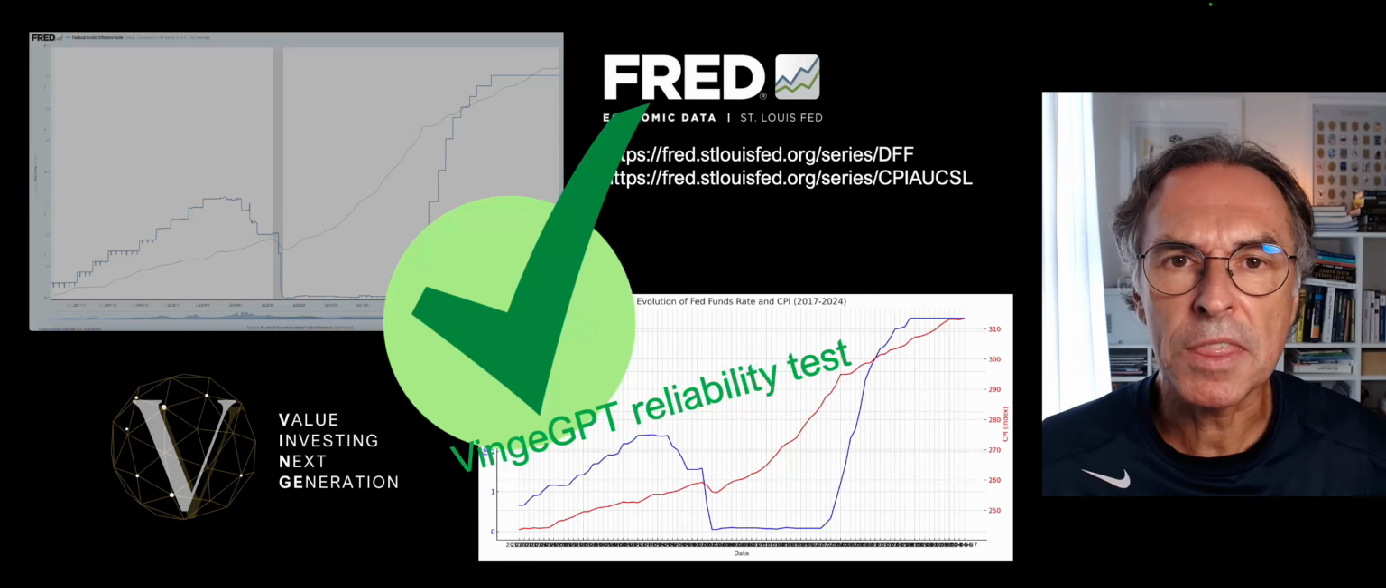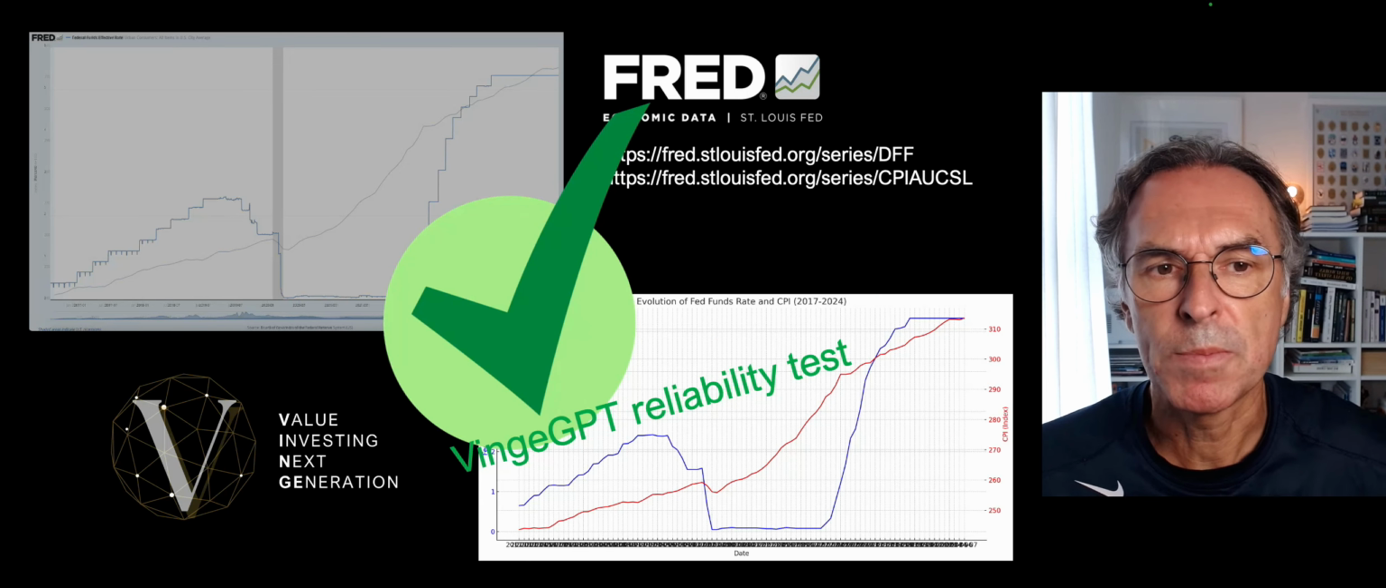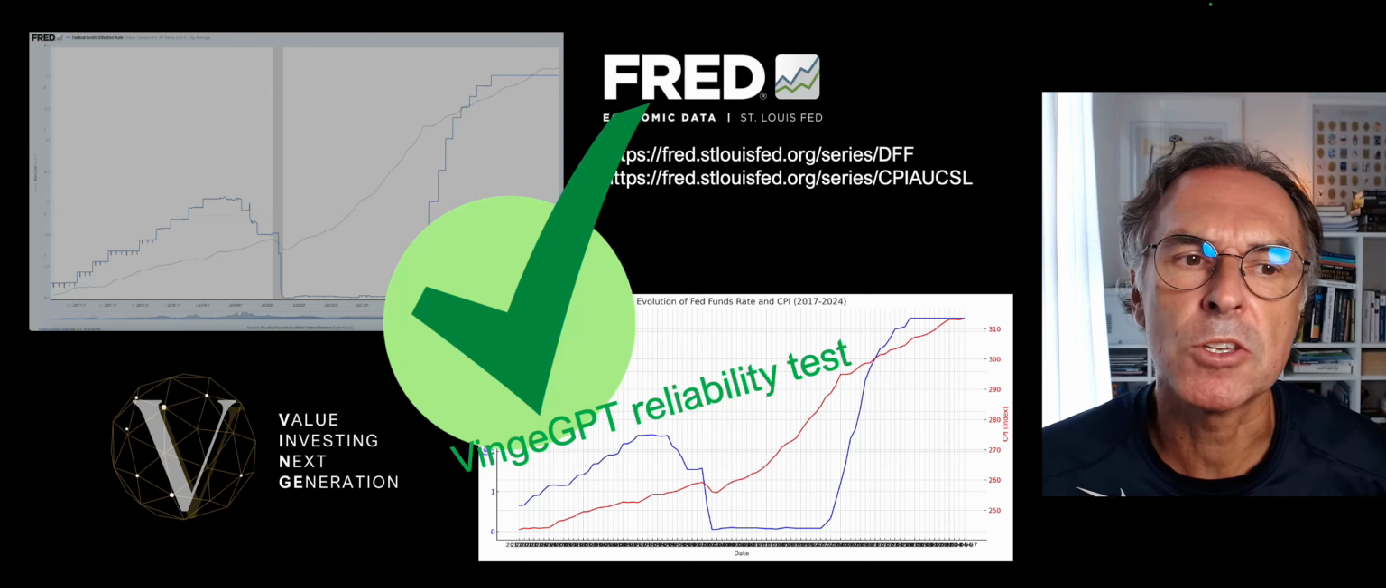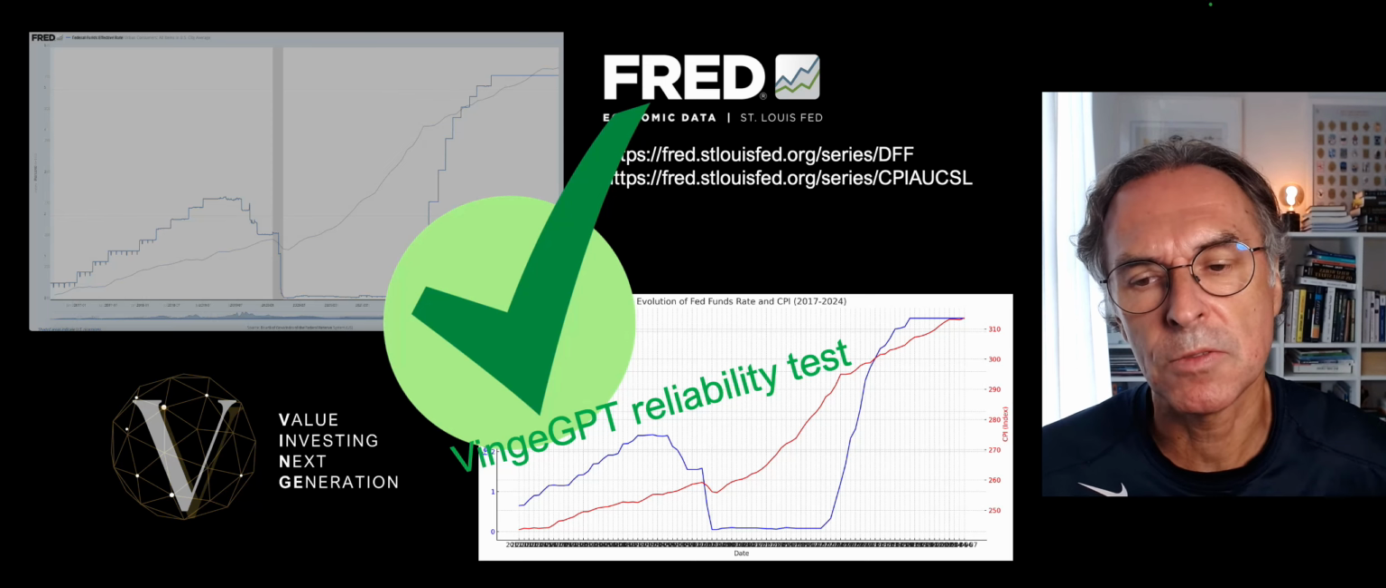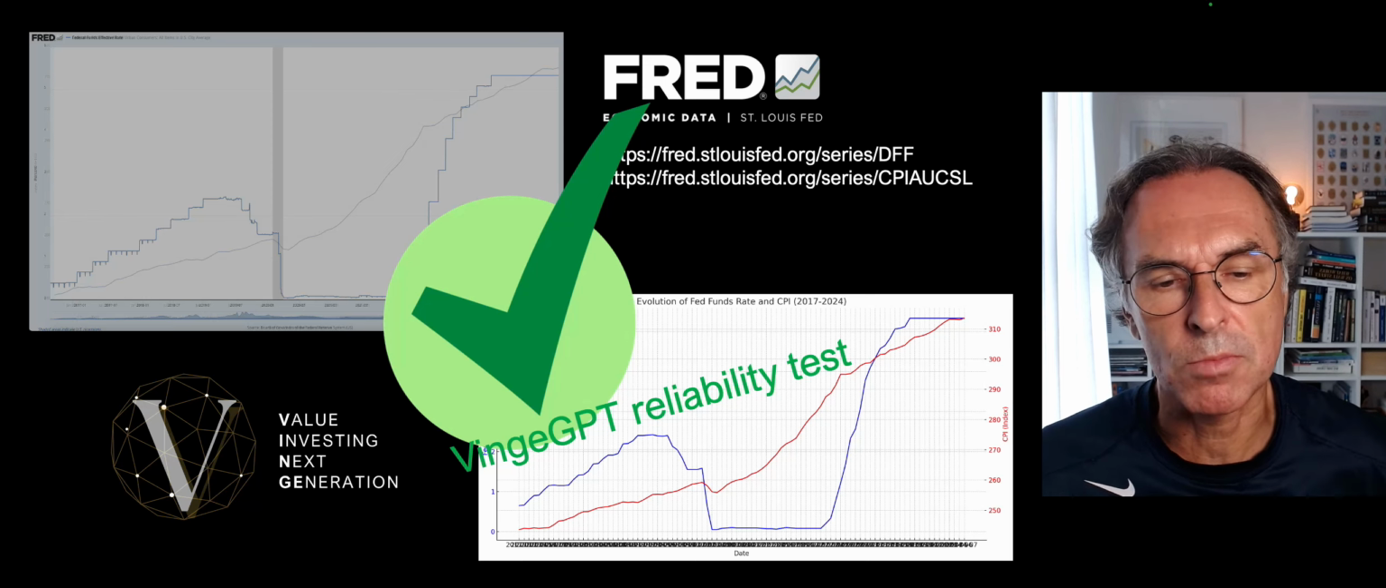One thing that I will always repeat is about the reliability of VingeGPT. Of course, we are connected with the US Federal Reserve, but if you remember the prompt here, what I was showing actually, the prompt is pretty general.